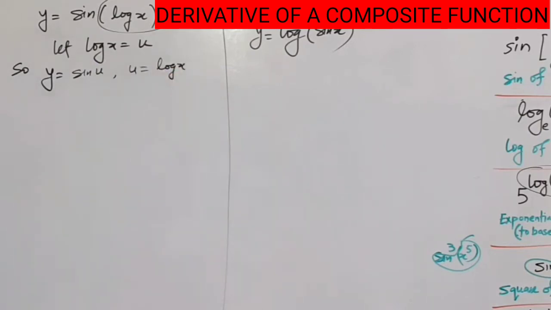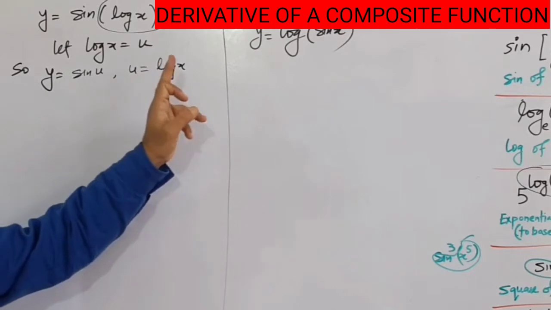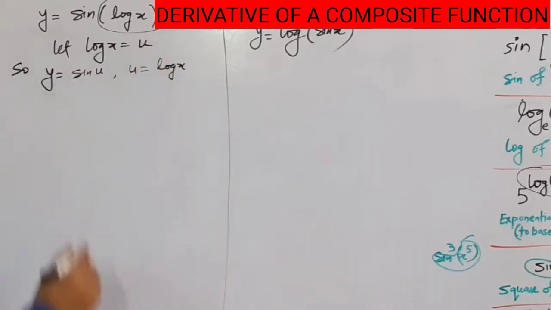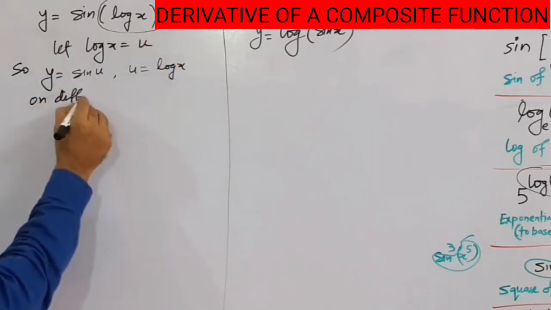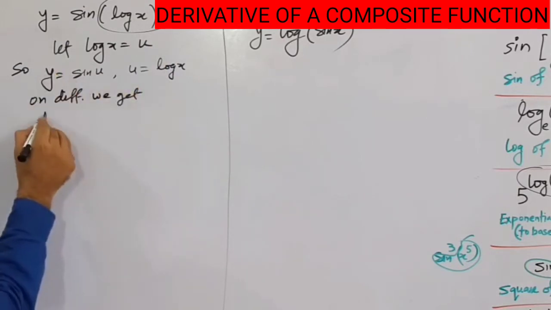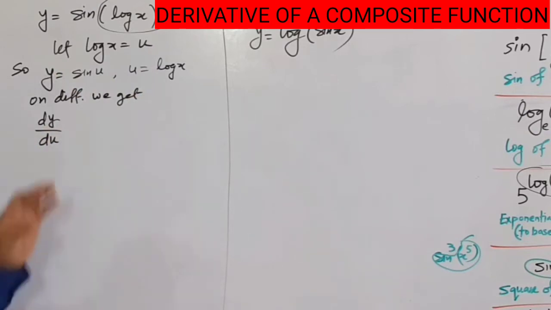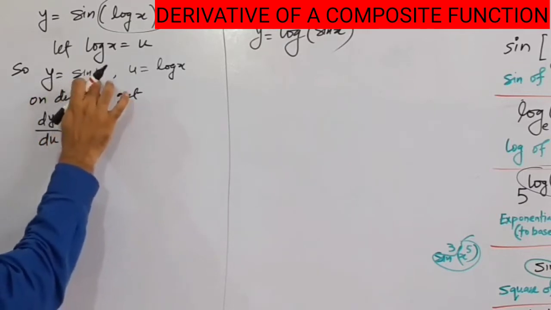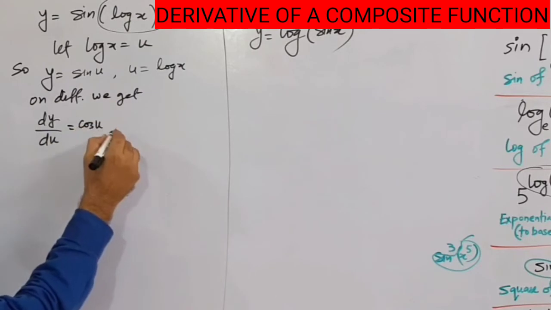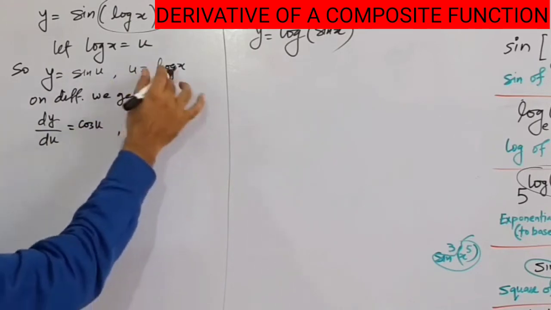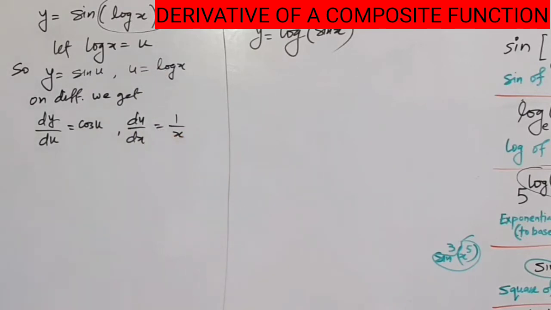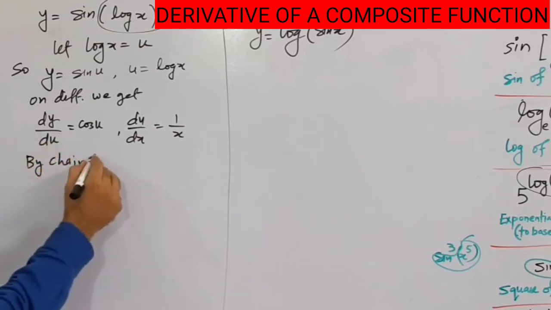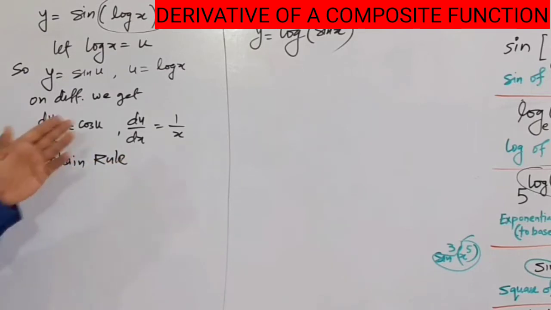From this line you can see y depends on u and u depends on x. So y can be differentiated with respect to u and u can be differentiated with respect to x. So what we get on differentiating? We get dy by du. The derivative of sine x is cos x. So sine u with respect to u will simply give us cos u. Then du by dx. u depends on x. The derivative of log x is 1 upon x.